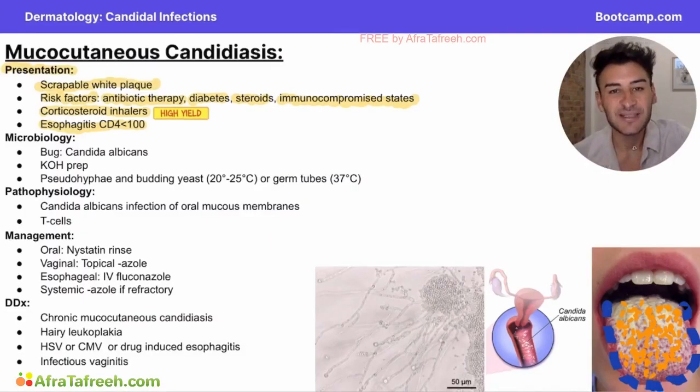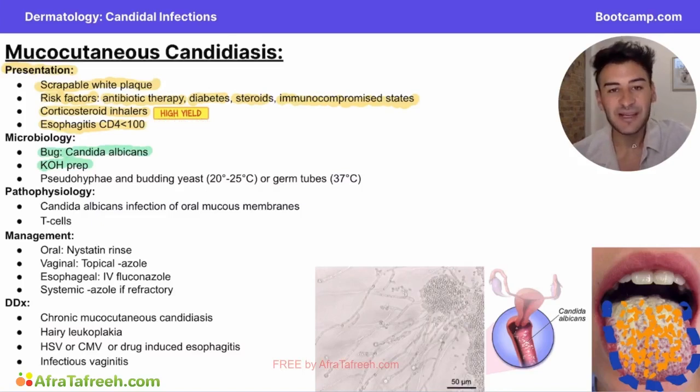Let's move on to talk about some of the microbiology of our mucocutaneous candidiasis infections. So we've been talking about the fact that our bug is going to be Candida albicans, and this is going to stain very nicely on a KOH prep. And KOH preps are useful in identifying fungi. That's what we use them for. And since Candida is a fungus, it will show up on KOH prep.